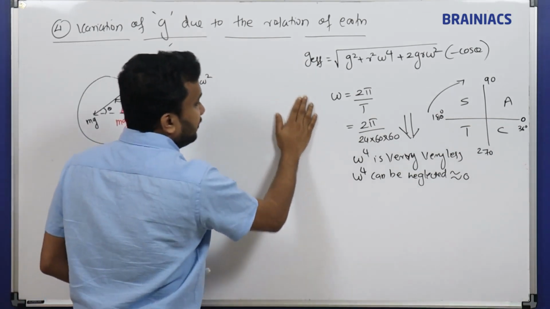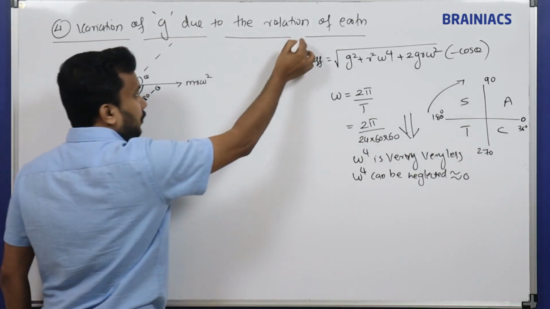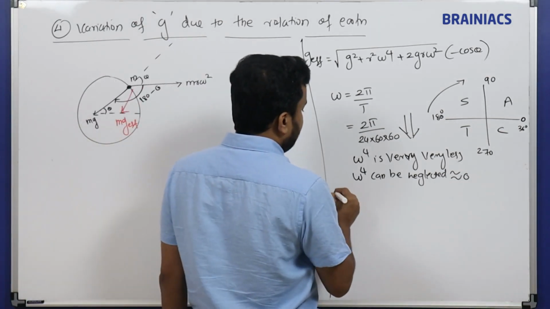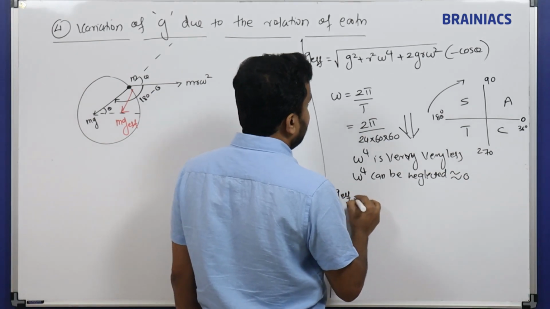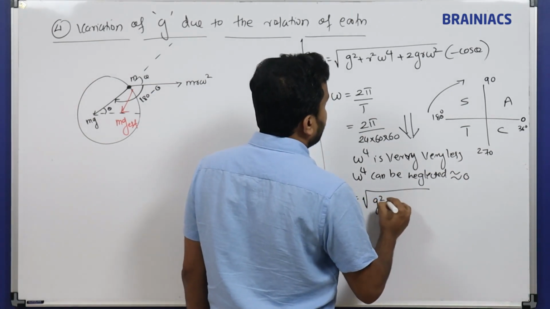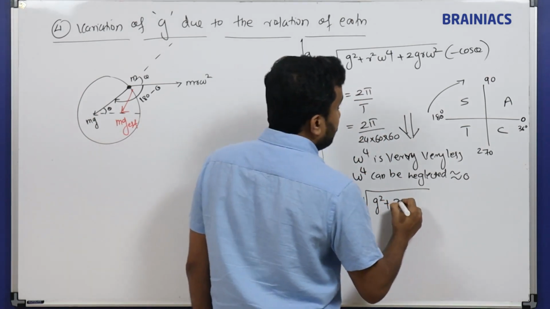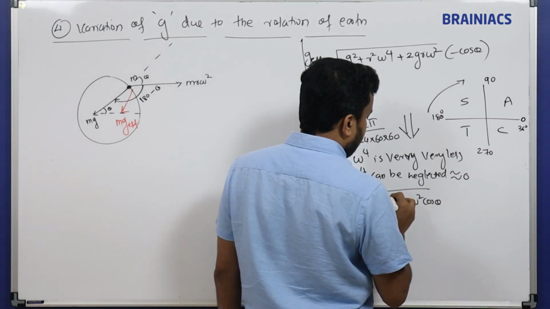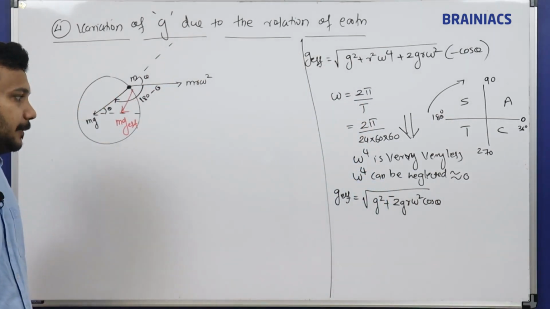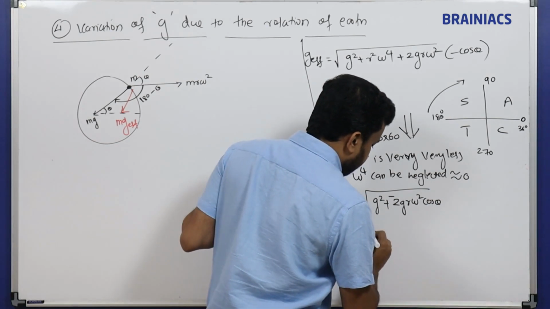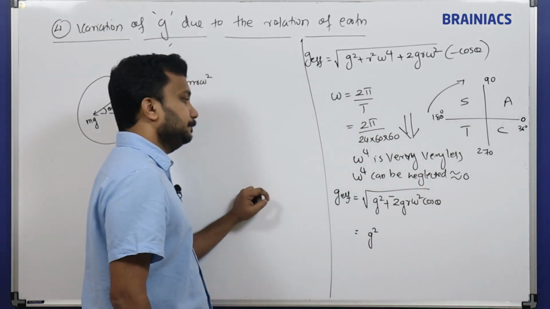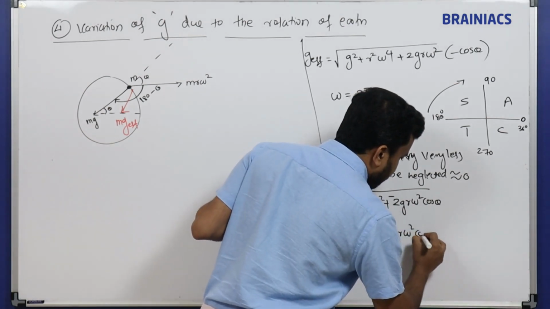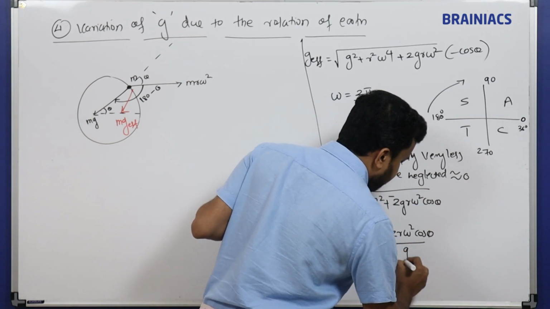So let me go here. G effective, we have written over here. So omega raised to 4 can be neglected. Balance steps. G effective is equal to root of G square plus this term goes to 0. So 2 g r omega square cos theta minus. Okay, again, let me take G square outside. G square outside means minus 2r omega square cos theta divided by g.